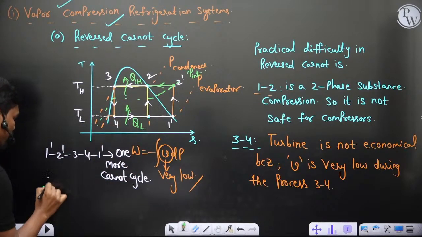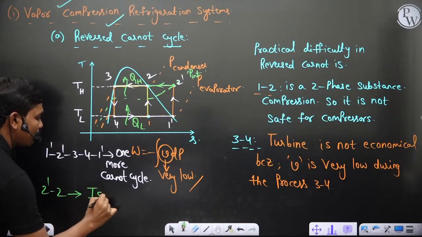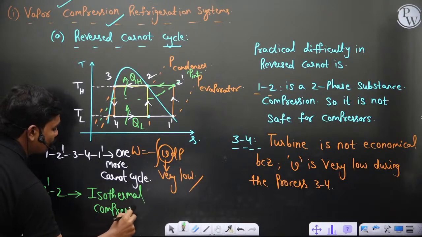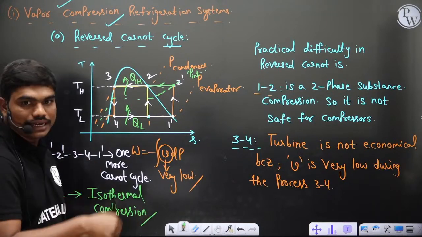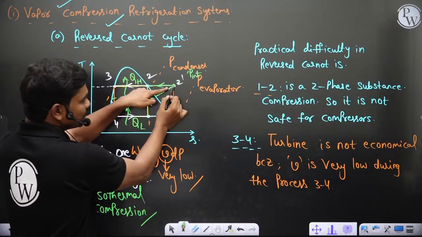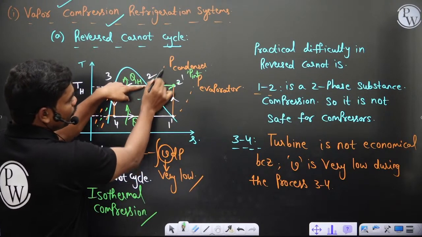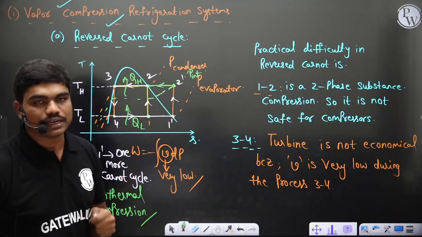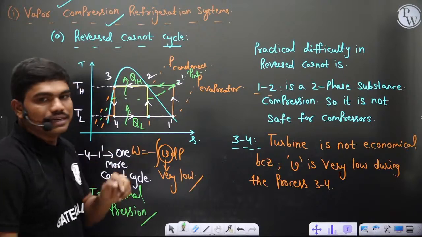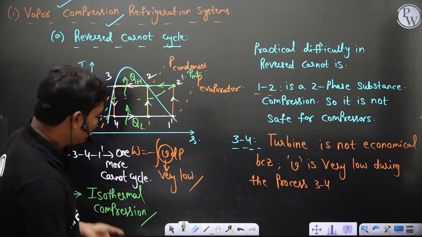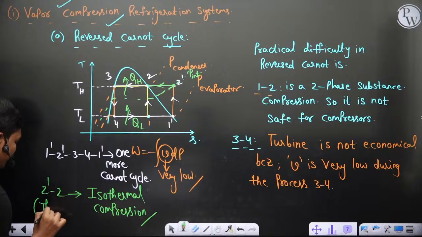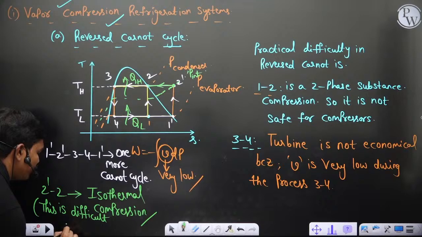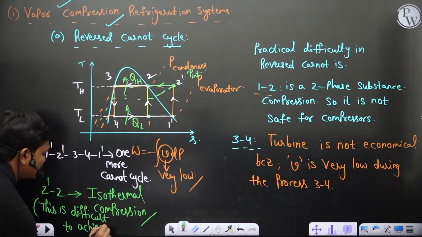2' to 2 is actually isothermal compression, because at constant temperature you are increasing the pressure of the system from 2' to 2, and clearly 2 is the point passing through P condenser and 2' is the point passing through P intermediate. P condenser is definitely greater than P intermediate. So this part of the heat rejection, 2' to 2, is isothermal compression. So definitely you feel it is difficult to achieve.